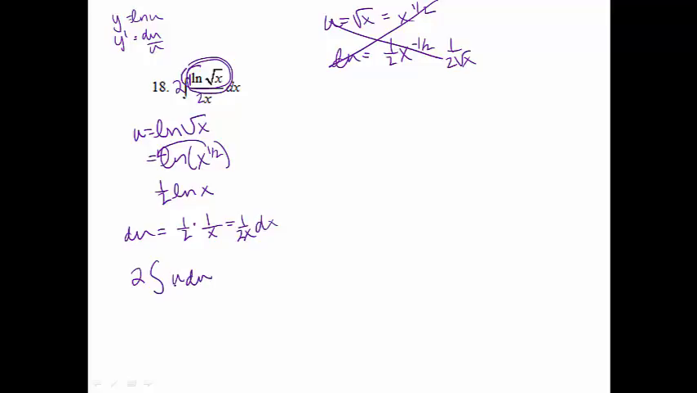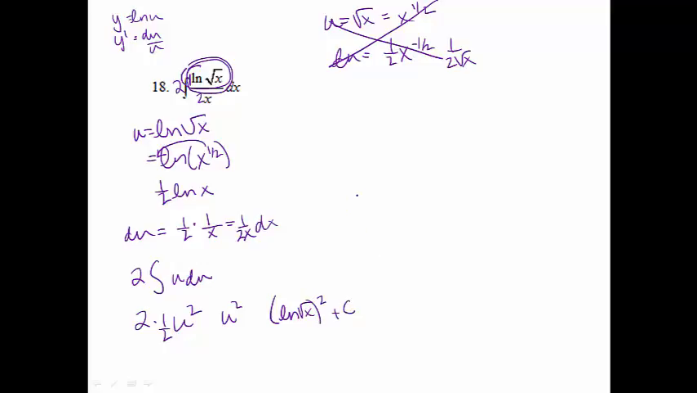Now from here, the integral of u, I'm going to increase my power by 1, so I'll get u squared, with the reciprocal on the outside. 2 times 1/2 will just give me 1, so I'll just have u squared. Now I'm just going to sub my u back in, so it will be the natural log of the square root of x, squared, plus c.